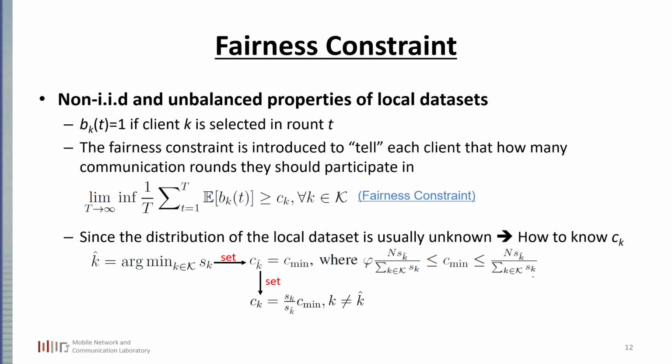Since the distribution of the local data set is usually unknown, they use the size of the local data set as a metric to roughly describe the importance and set the fairness constraint. The fairness constraint values of the other clients are set as c_k. If there exists a policy that can find the time sequence to satisfy the fairness constraint, then the constraint vector C is said to be feasible, otherwise infeasible.